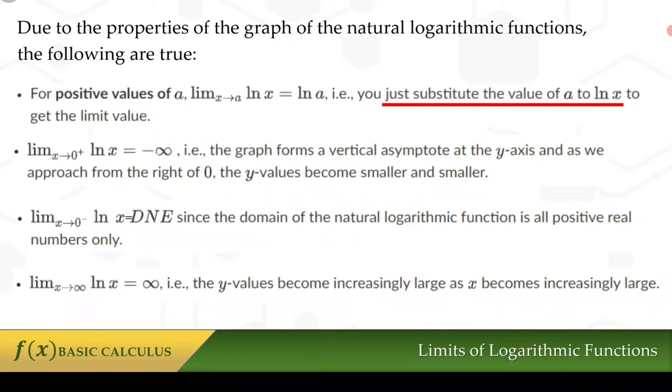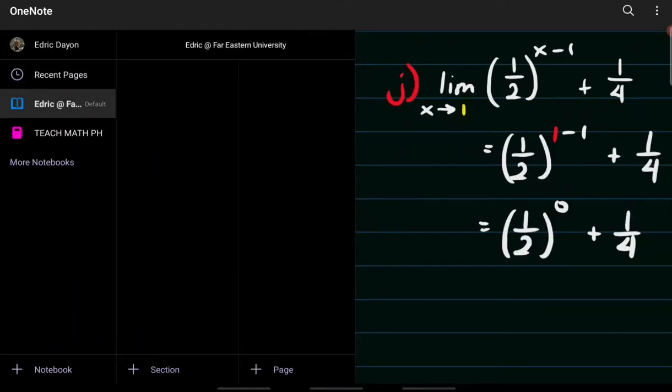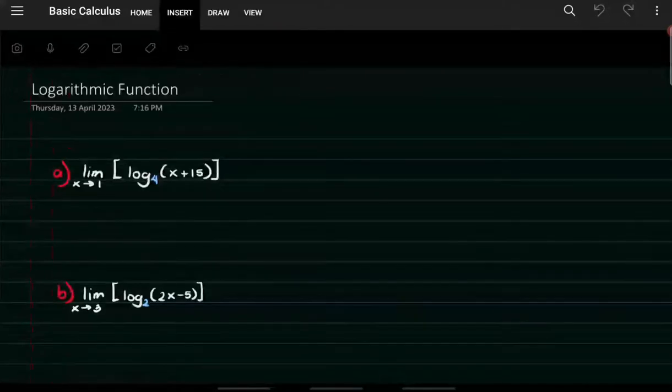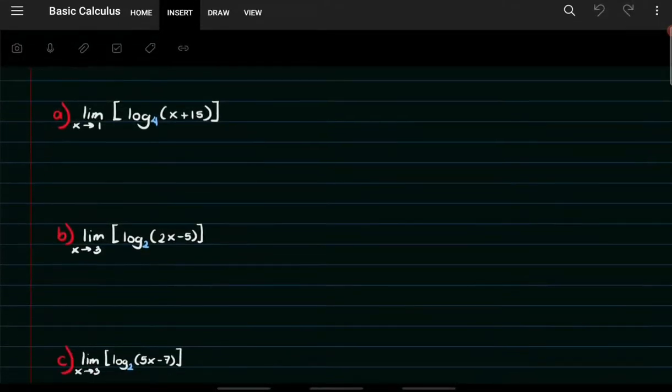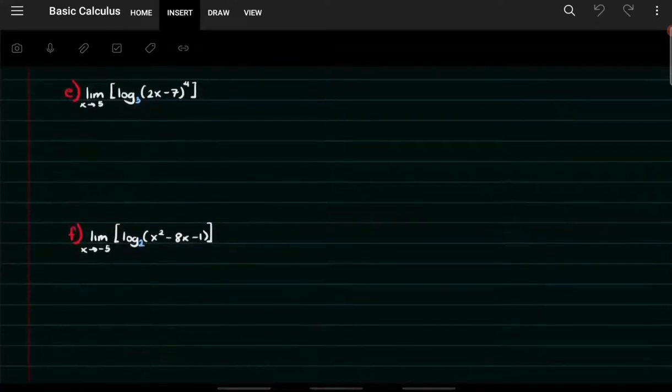Okay? So, this time, open natin ang ating discussion board. So, let's try to solve or evaluate limits of logarithmic functions. Okay? So, let's open our discussion board for limits of logarithmic functions. Alright, so let's try to answer the following examples. Okay? Yan. So examples letter A to F.